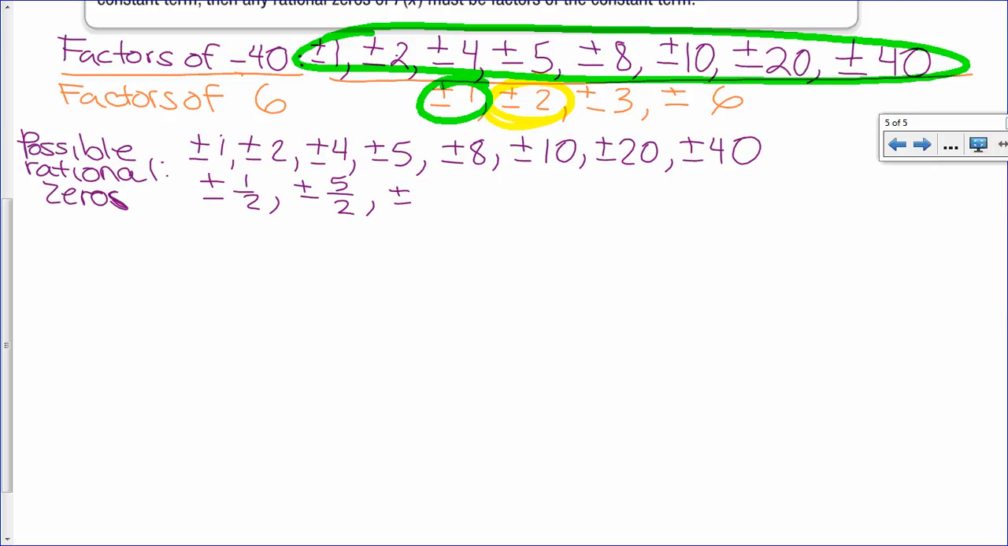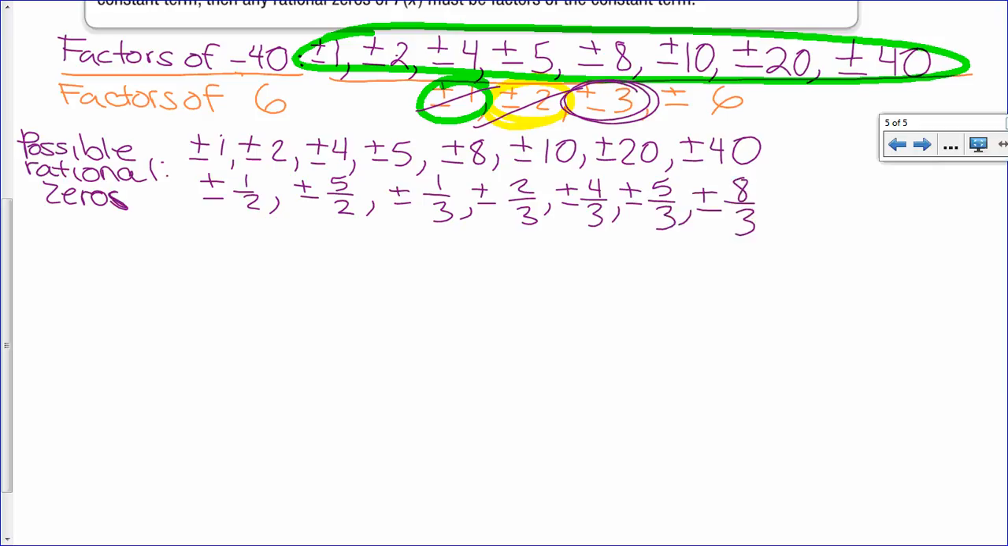Okay, now we move on. We already divided by 1 and 2. Now we're going to divide by 3. 1 divided by 3 will be 1/3. 2 divided by 3, so 2/3. And then 4 divided by 3, 4/3. 5 divided by 3. And then 8 divided by 3. 10 divided by 3.